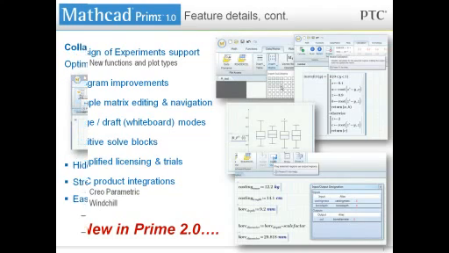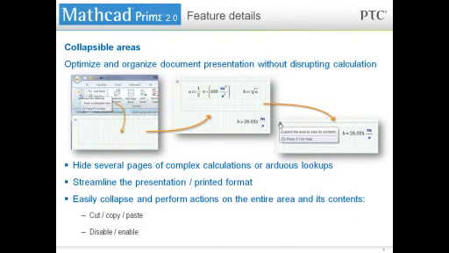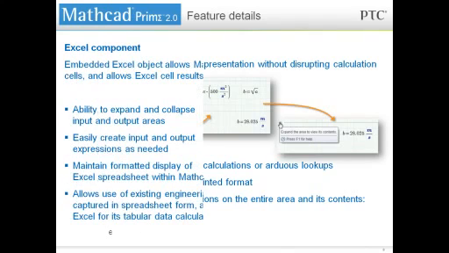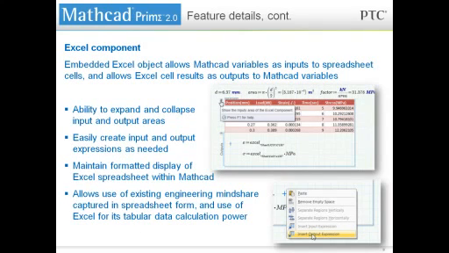Okay, so Prime 2.0, we have collapsible areas. So we can put areas into our documents to expand and collapse content inside of them. We have an Excel component. That is something that we had in traditional Mathcad, but it actually didn't make it into Prime 1.0, but it is in Prime 2.0, and it allows you to interact directly with Excel, to exchange data with Excel bidirectionally, and it will actually embed an instance of the Excel file inside of your Mathcad document.